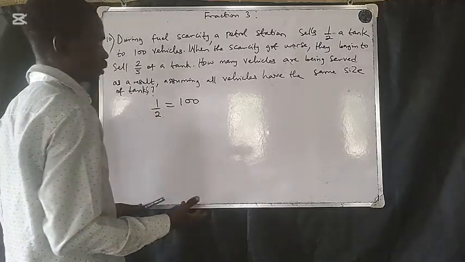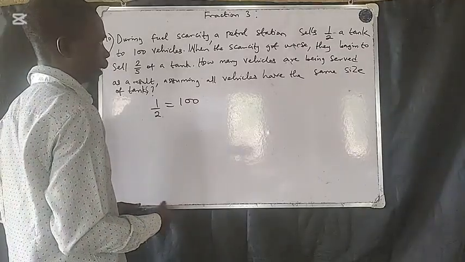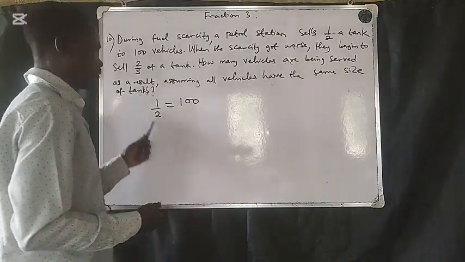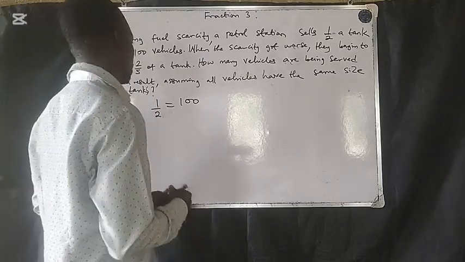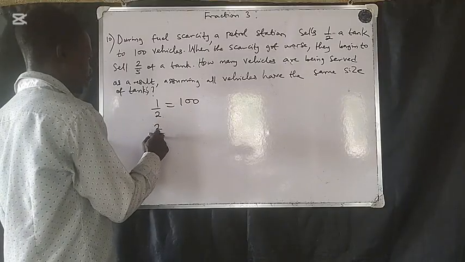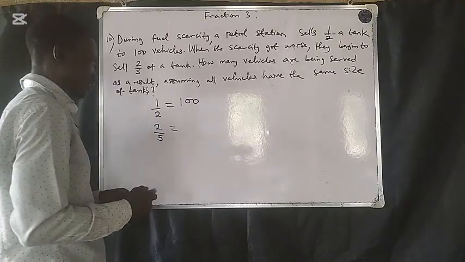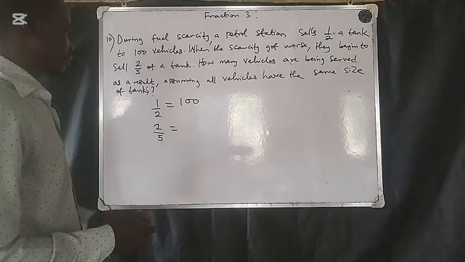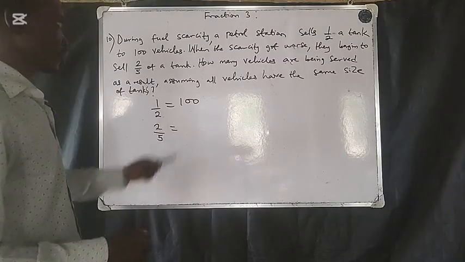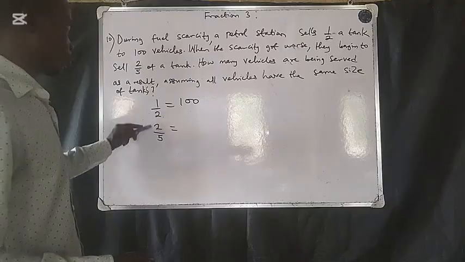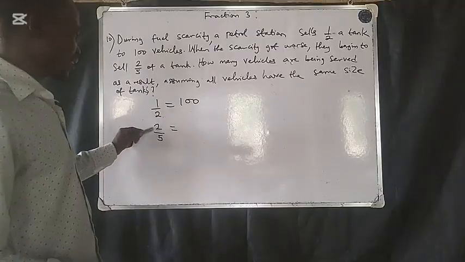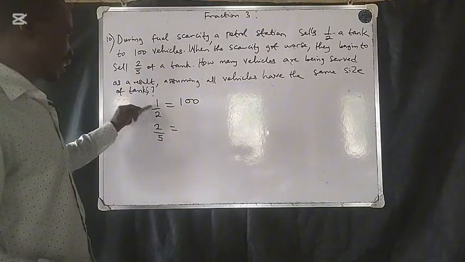In a day, let's say in a day, but we all know that when they were selling half, they only supply 100. So this time around, they cannot sell 1/2 again. They are now selling 2/5. That suggests that 1/2 is more than 2/5. Because why did they change from 1/2 to 2/5? When the scarcity got worse, that means this size of the tank is less than this size of the tank.